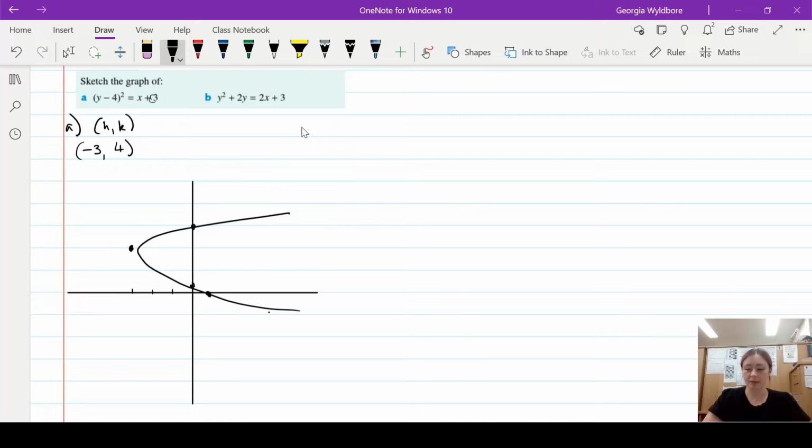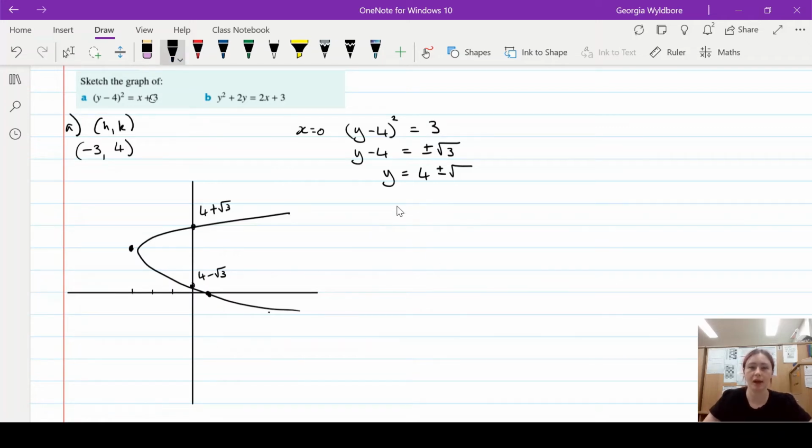So our intercepts, let's start with our y-intercept. So when x is 0, we get (y - 4)² = 3. Take the square root of both sides. We get plus or minus root 3. So y is going to be 4 plus or minus root 3. So that's going to be a little bit more than 2, a little bit less than 2. So 4 plus or minus about 2, just to give you an idea when you're sketching. But we'd say this is going to be 4 plus root 3. That's going to be 4 minus root 3. And then our y-intercepts.